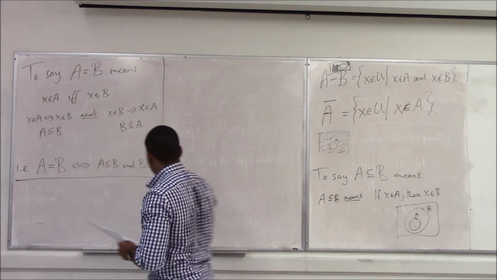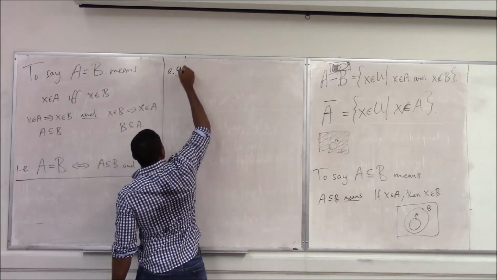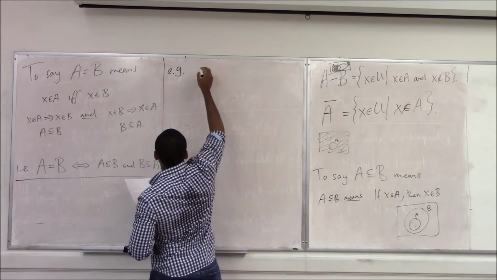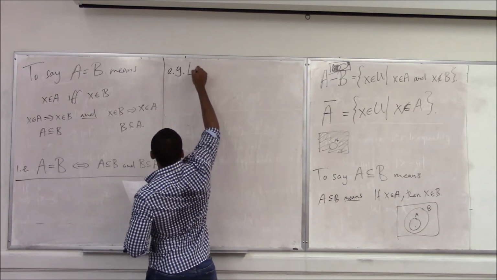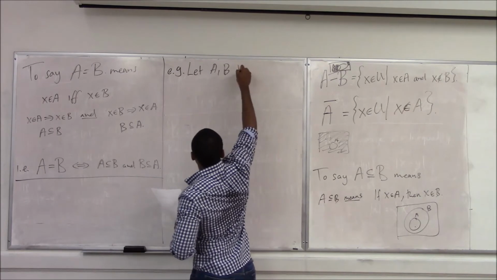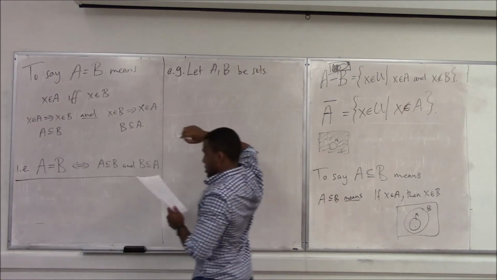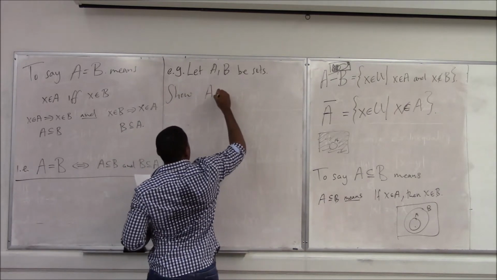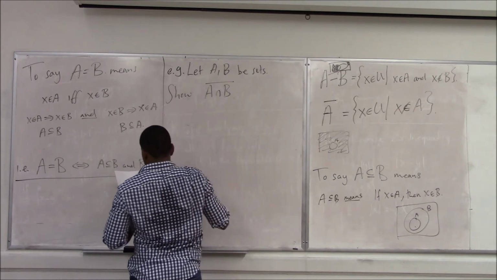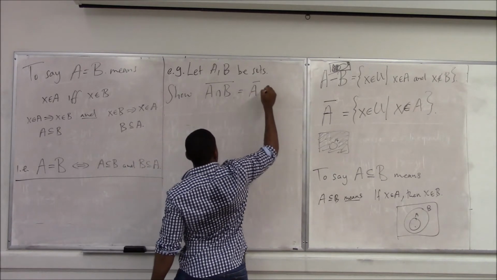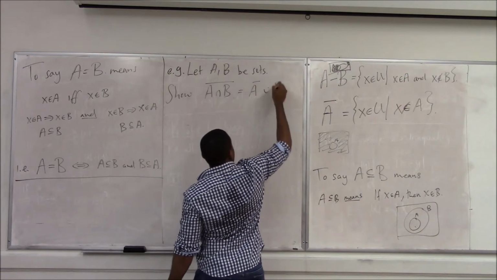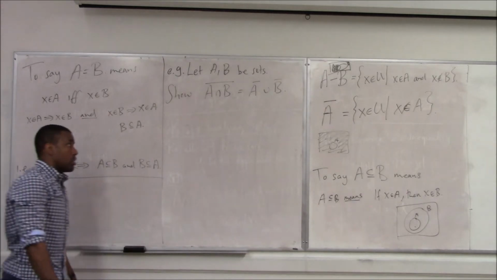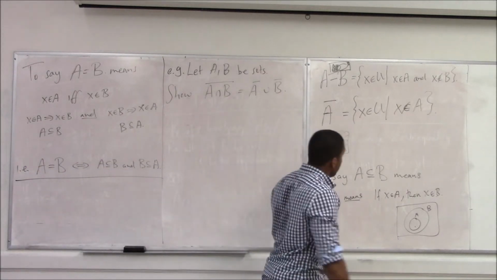This is something you would have noticed from your homework. But we're going to actually prove it. Or your homework indicated it, I should say, because you were asked to draw Venn diagrams here. Let A, B be sets. Show that the complement of A intersect B is equal to A complement union B complement. So this is one of De Morgan's laws for sets. The complement of an intersection is the union of complements.